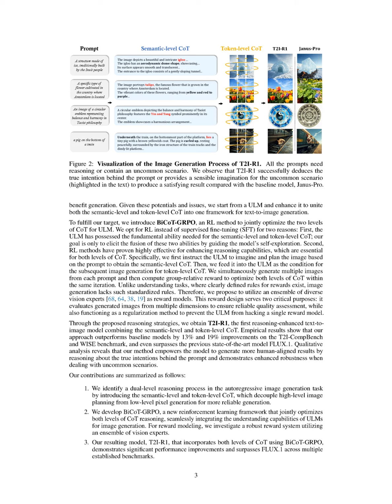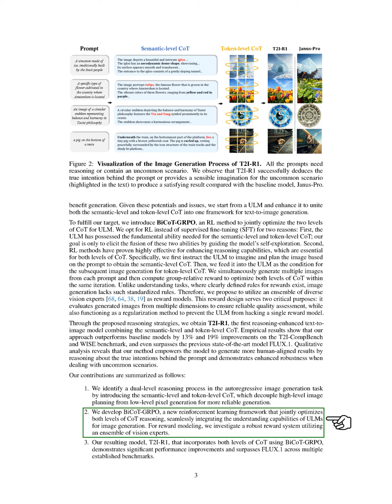Section Summary. In this section, we explore the integration of two levels of chain of thought, CoT, reasoning, semantic level and token level, in text-to-image generation, addressing the challenges of aligning high-level image planning with low-level pixel generation. We introduce BiCoT-GRPO, a reinforcement learning framework that optimizes both levels of CoT, resulting in our model T2I-R1, which significantly outperforms existing benchmarks and enhances the quality and alignment of generated images.